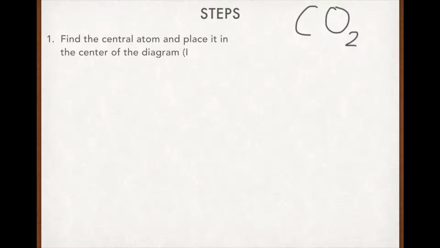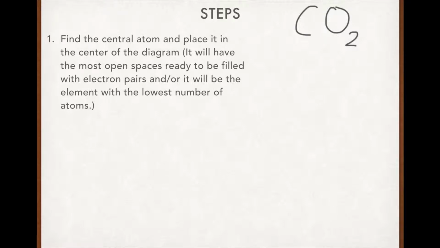Now these are the steps to building these diagrams. For today, we will be using one special molecule, CO2. The first step to building these molecules is to find the central atom and place it in the center of the diagram. It'll be the one with the most open spaces. Now we're going to go with our little friend carbon. It's going to have 4 open spaces. Its electron diagram looks like that, right there.